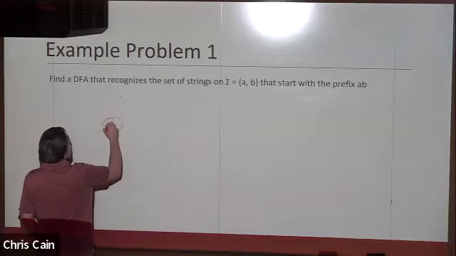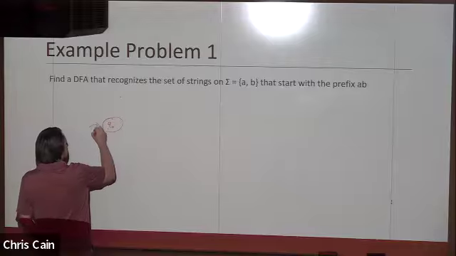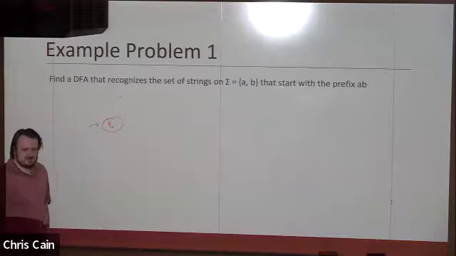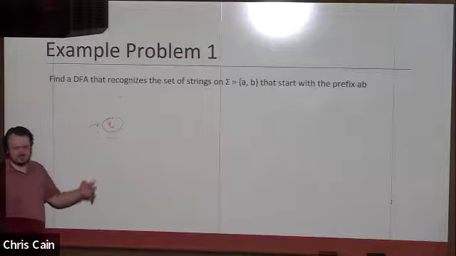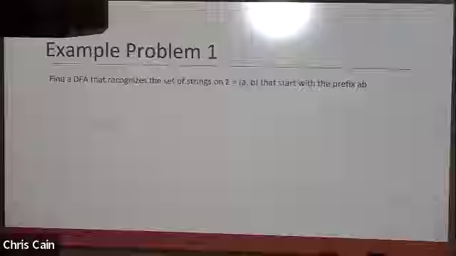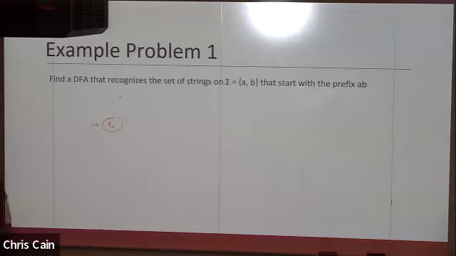So we know we need some kind of initial state Q0. Do we accept the empty string? Should this state be final? No. So that just tells you right away, a good first question you can ask yourself is: does this language accept the empty string? If it does, Q0 needs to be final. There's no way to transition in a DFA without reading anything.